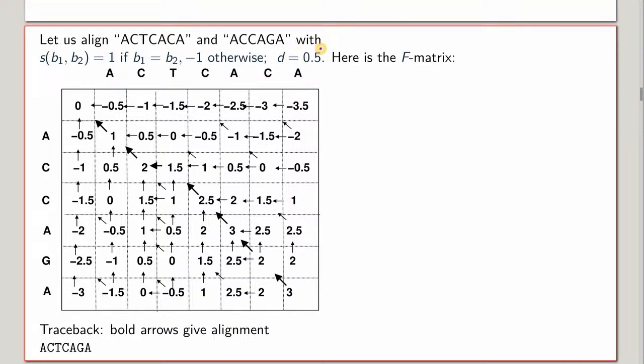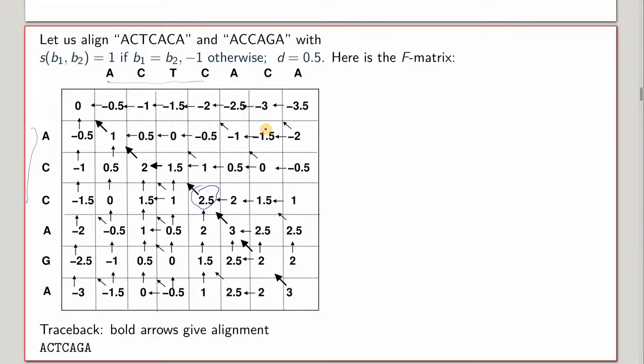If you wanted to know what this element is, for example, this element corresponds to the best alignment of ACTC and ACC. This could be done by getting the best alignment of AC and ACT, which was here, and matching these two. Since C and C match, you get a 2.5 because this was a 1.5. You could also have got it by taking the best alignment of AC and ACTC and inserting a gap in the second sequence. So this would be 1 minus half, so it would be half. Similarly, you could get it from here and insert a gap in the other sequence, and that would again be 1 minus half, which is minus half. You compare those three numbers, 2.5 is greater than half. So you put in the largest number you get and an arrow to the cell you got it from.